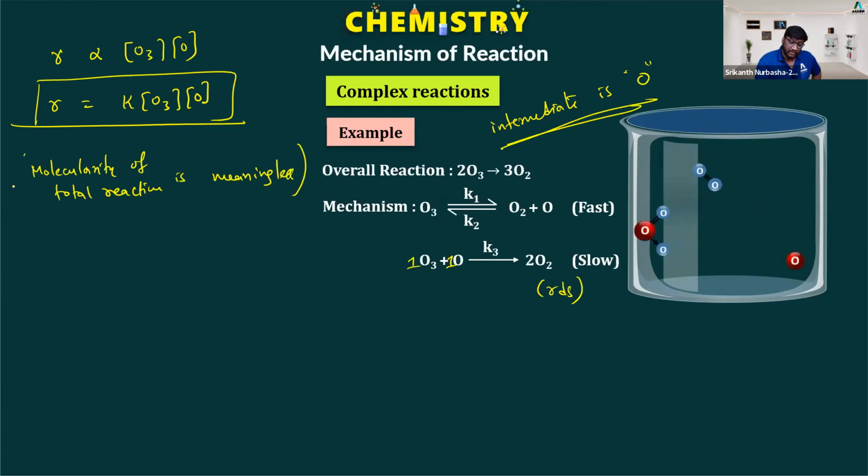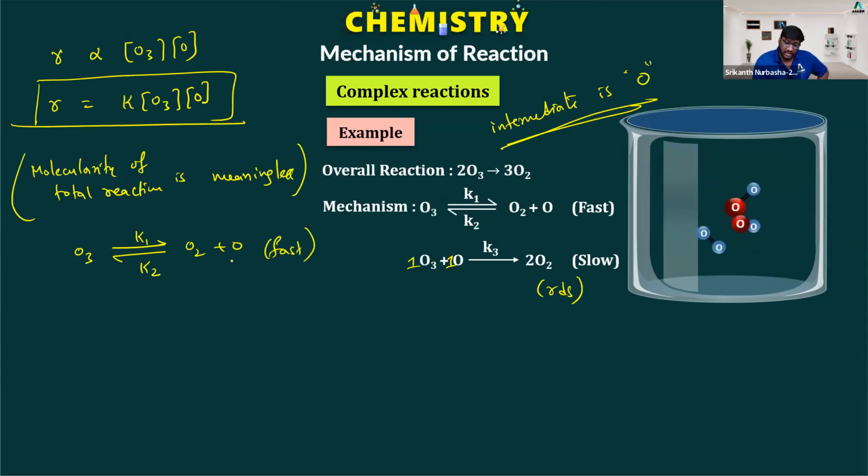And I have to eliminate this concentration of oxygen. How to eliminate the concentration of oxygen? I have to assume the fast step as equilibrium. So O3 is converting into O2 plus O, and O2 plus O is converting into O3 at K2, which is happening fast. So rate of forward equals rate of backward.